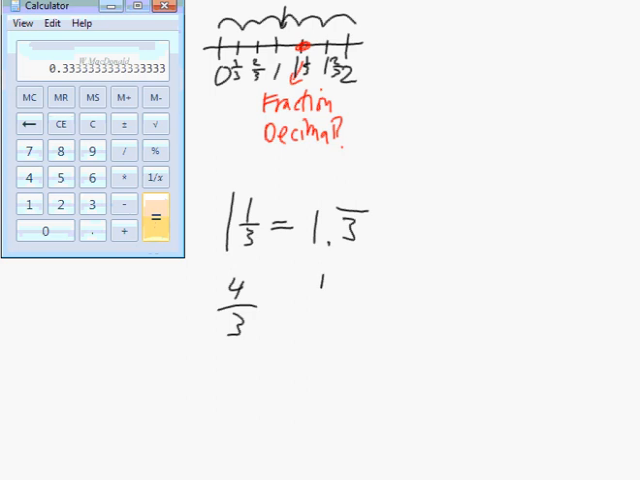So you could put 1.33333 and then dot, dot, dot, which means it goes on forever. But in mathematics, we use bar notation, which is a bar above the repeating digit, in this case 3, and that signifies that 3 goes on forever.